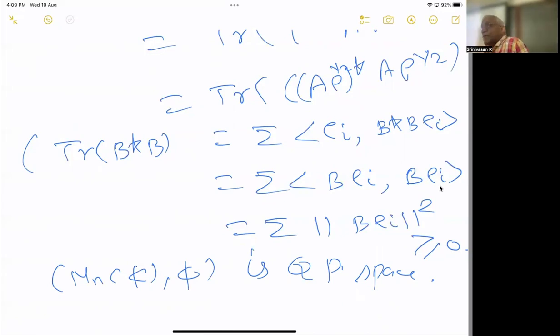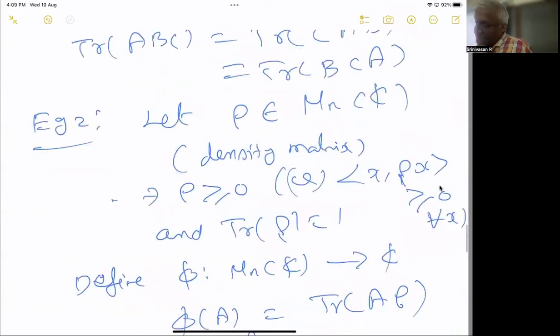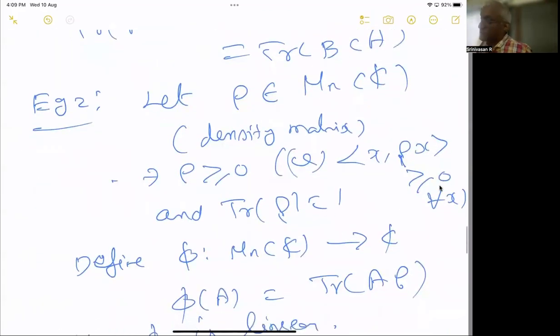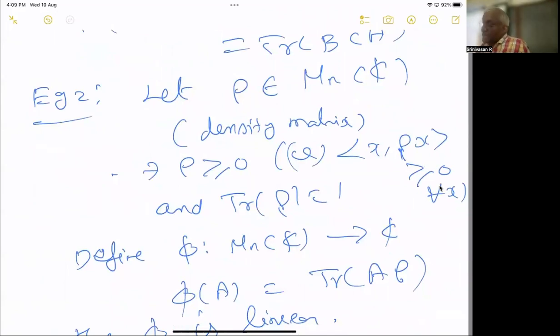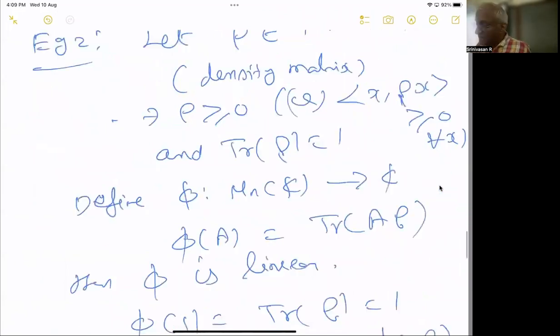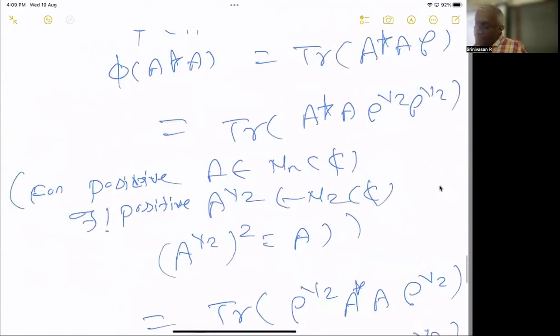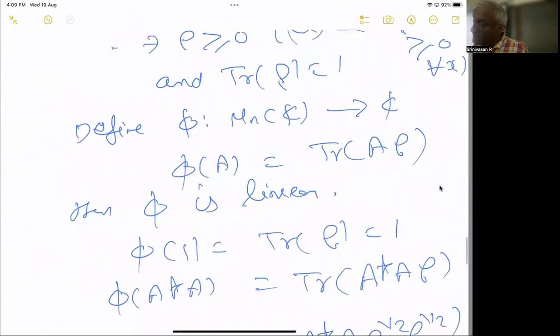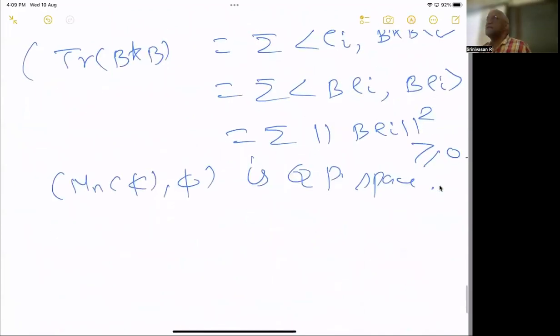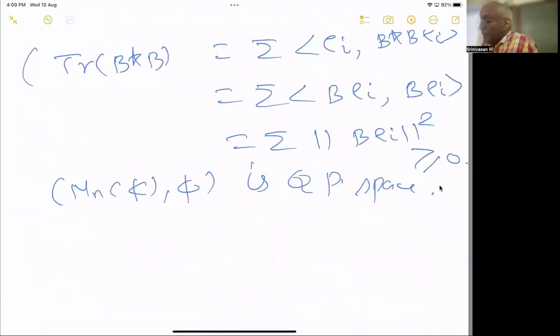So now I want to say that every state on M n C will look like this. Okay. So that's what I want to say. This is the example. Given a density matrix, given a matrix rho which is a positive matrix, and such that the trace of rho is 1, then we can define a quantum probability space by this prescription. I mean, we take M n C and then we define phi to be trace of A rho like this. Okay. So then we get that phi is a state, and that is a quantum probability space. Okay.